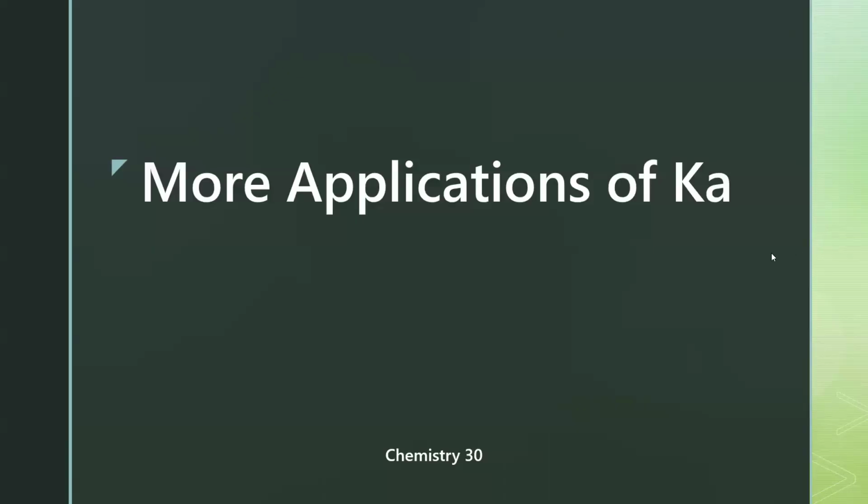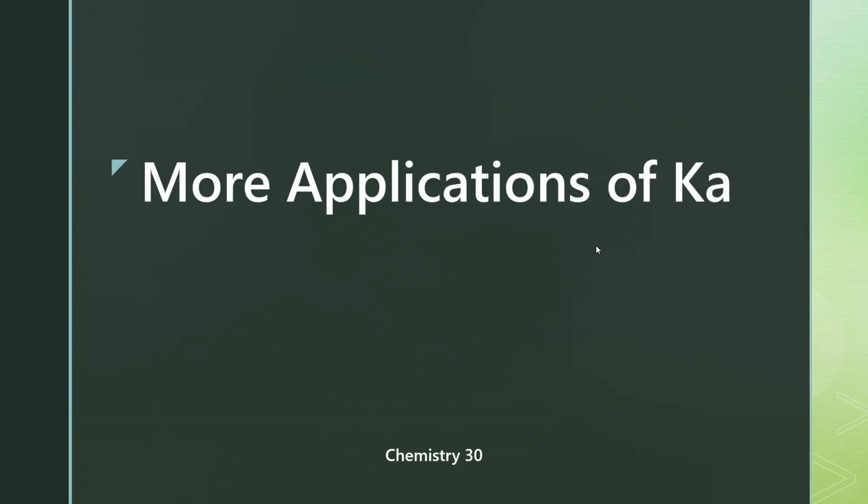All right, so today we're going to be looking at more applications of Ka, the acid ionization constant. This, of course, is in Chemistry 30. It's not in the title of today, but we're also going to be looking at the base ionization constant as well. You're going to find it's very, very similar to finding Ka.